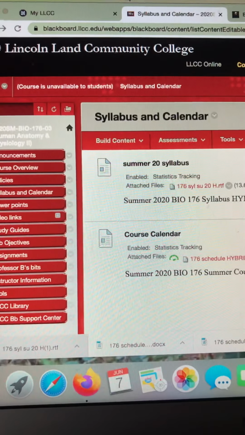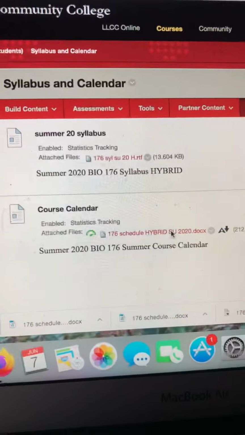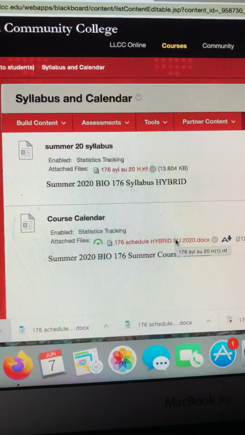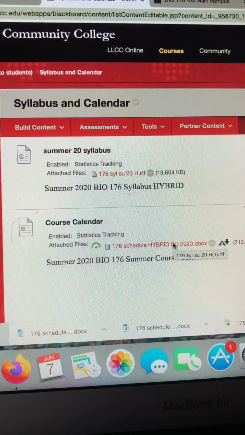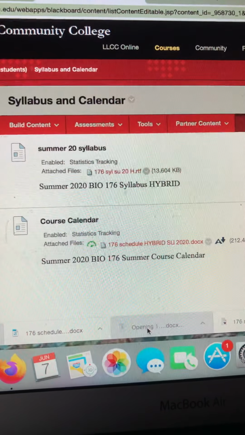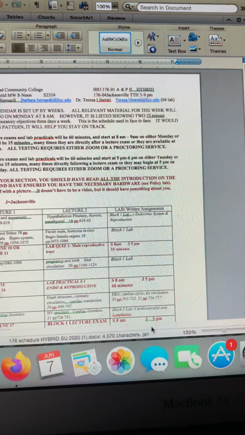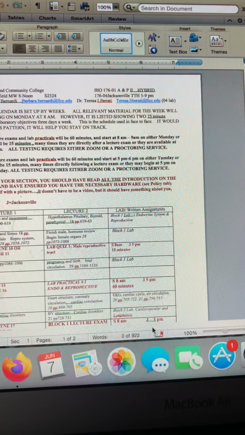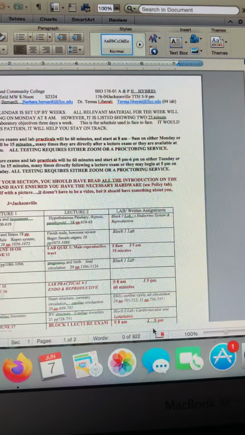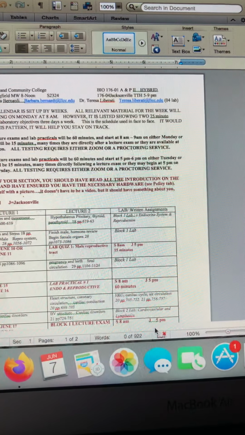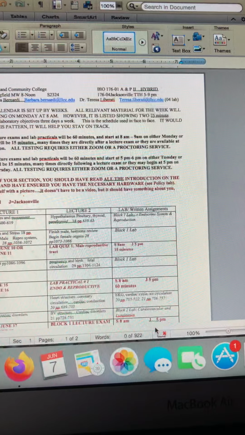Probably the most important thing that you need to do is click on this hybrid schedule. When you get that hybrid schedule document, it will come up. It has my name and email address and Dr. Liberati, who's going to do the lab portion in Jacksonville when we meet in the second part. Everything that you need is on here.